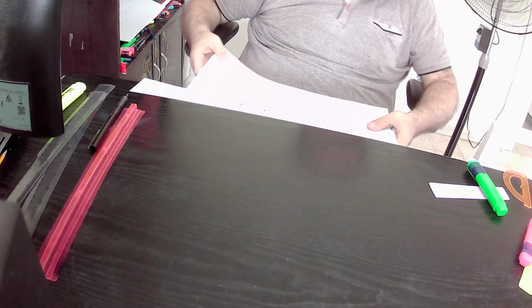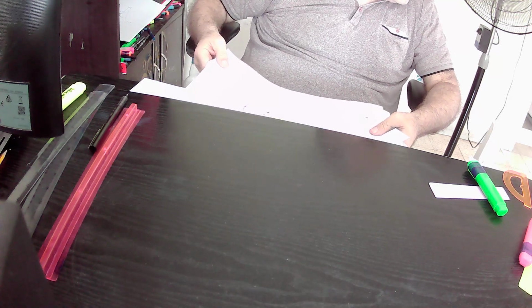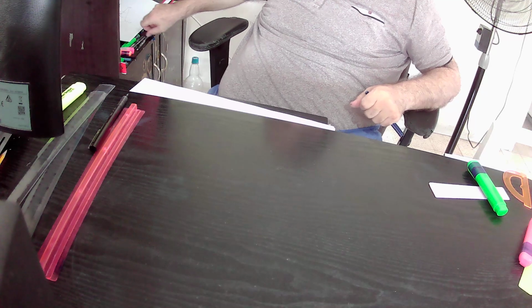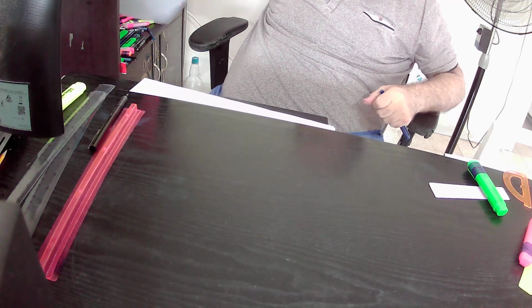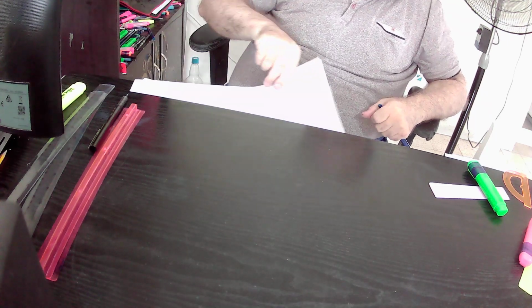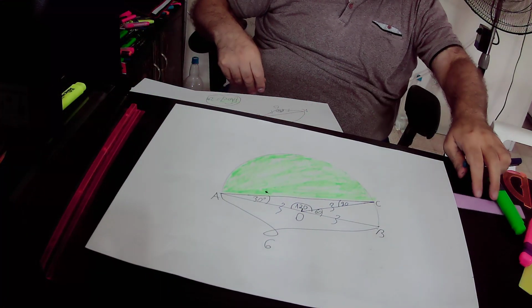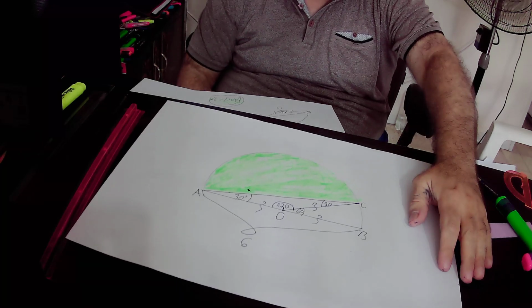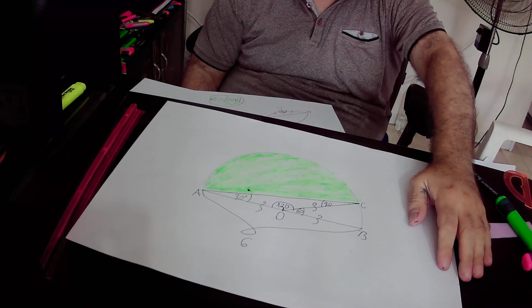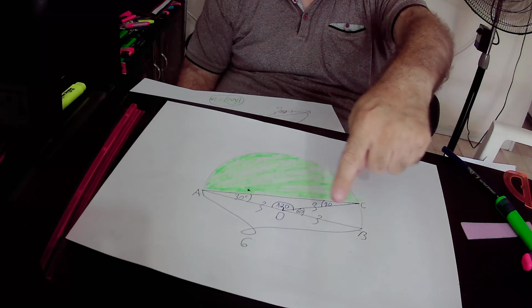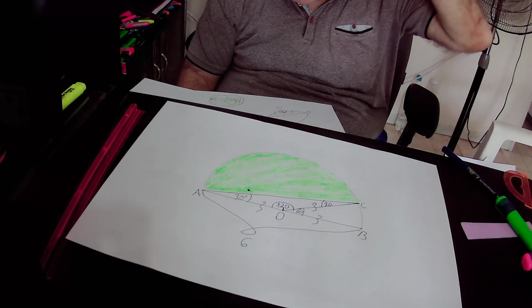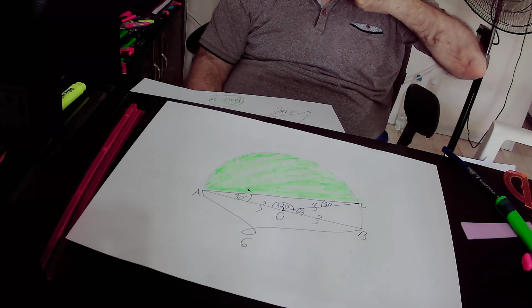Then I presented to you the second question, and we solved the second question in two different methods. So in the drawing we have a semicircle. We know that AB, that is the diameter of the semicircle, equals 6 units. Angle BAC equals 30 degrees, and our mission is to find the area of the green shade.